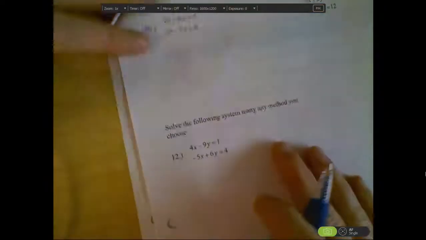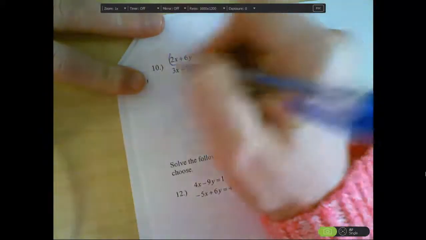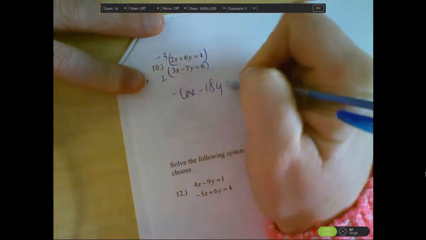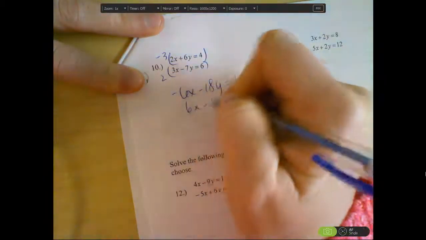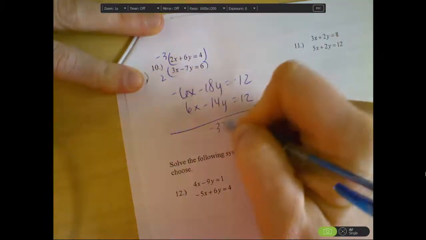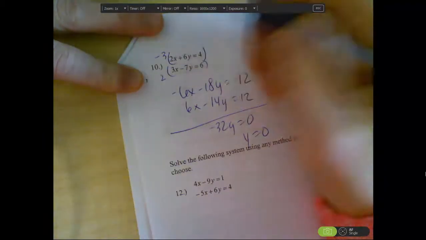Here I need to switch them. I'm going to turn the 2's and 3's into a 6. So I'll multiply the top by negative 3 and the bottom by 2. When I do that, I get negative 32y equals 0, which means y equals 0. And if y is 0, x is 2.